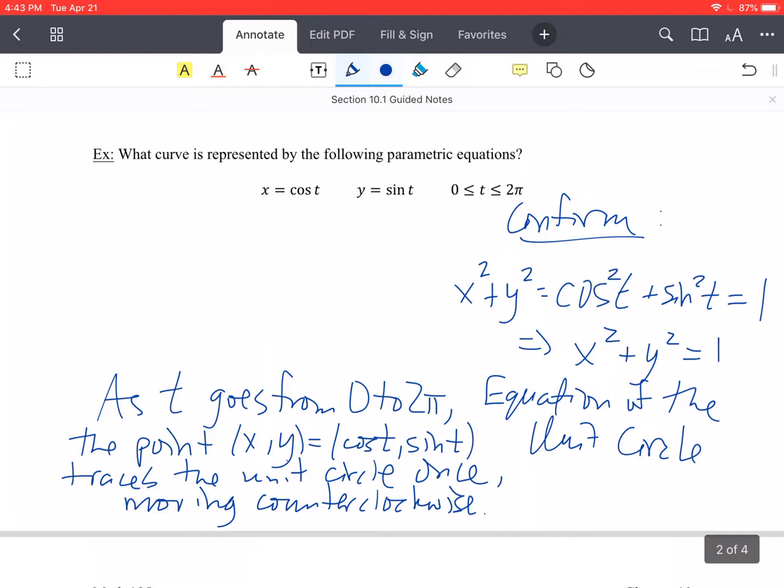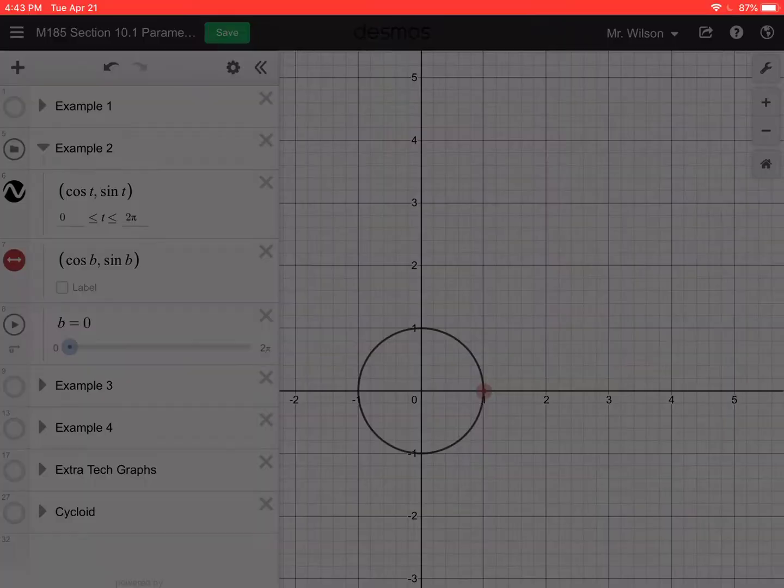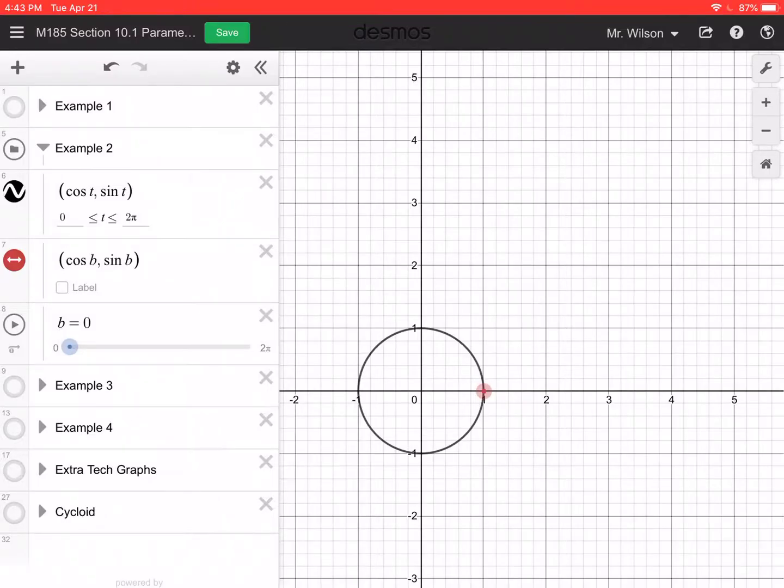Okay, so let's look again. As I let t go from 0 to 2 pi, notice it's moving counterclockwise, and it stops when we hit 2 pi, the value on the unit circle. So it's counterclockwise, starting at the point 1, 0, and then it hits the point 1, 0, and it stops again. So it's just one rotation around the unit circle in a counterclockwise direction. But now, let's look at the next example.